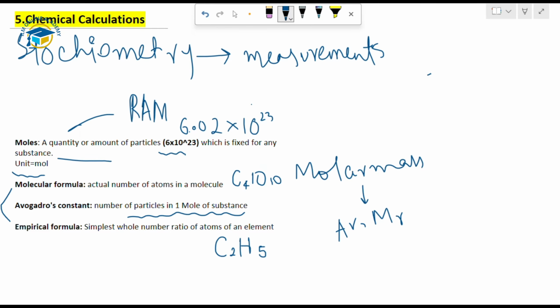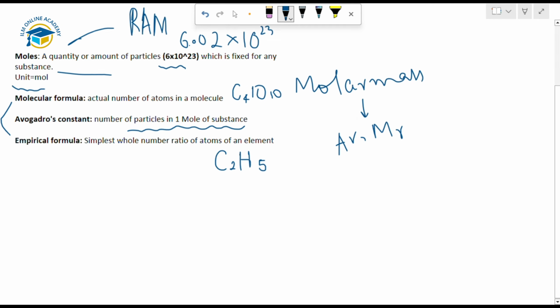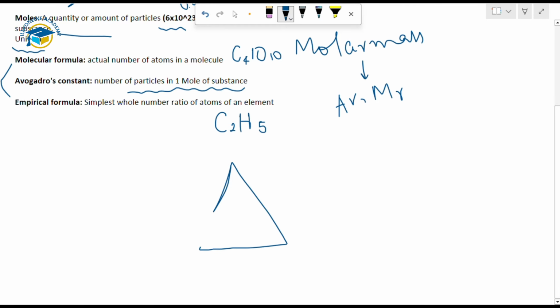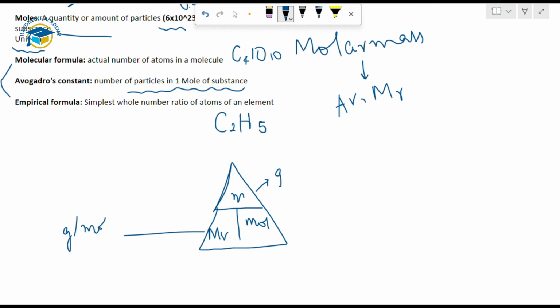Next, we'll talk about some formulas that are important in this chapter. The first formula is about the moles. The mole is the unit for the amount of substance, and this is the formula triangle for the mole. We have the molecular mass or the molar mass, and mol is the mole. This is the formula triangle for the relationship between the mass in grams, the mole with the unit mol, and the molar mass or molecular mass with the unit gram per mole. It can be used for any calculations related to the moles.